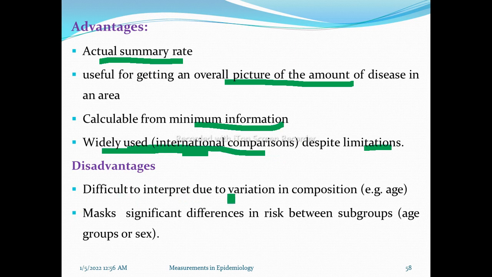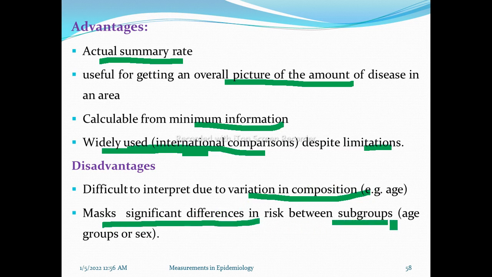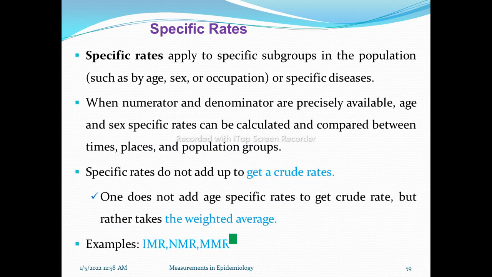Disadvantages: it is difficult to interpret due to variation in the age composition of the comparison. Since it is an overall summary, we cannot identify the variation within the group, such as the age category or sex category. It masks significant differences in risk between subgroups, such as age and sex, hiding some differences between subgroups. So this is a limitation.